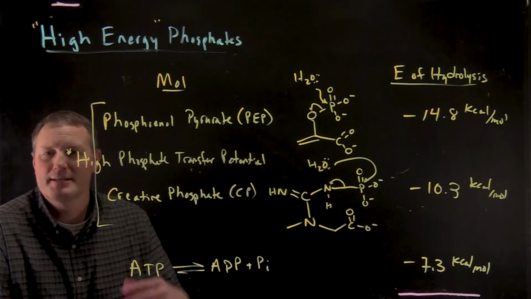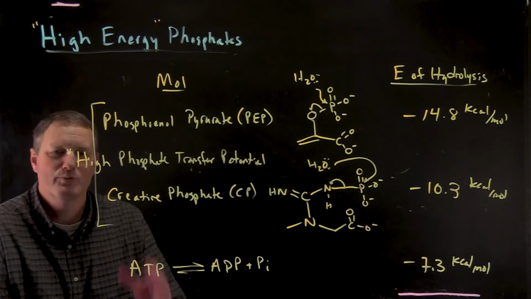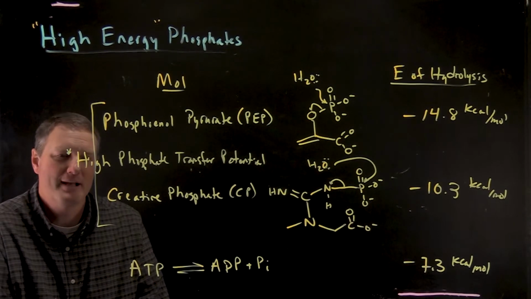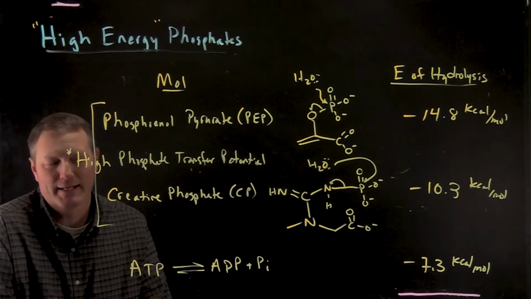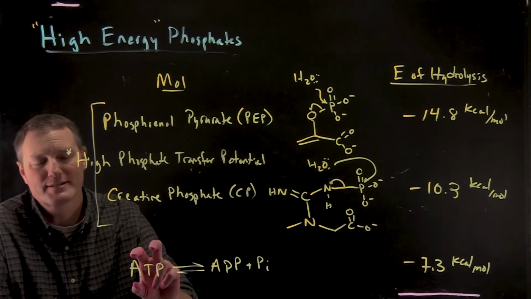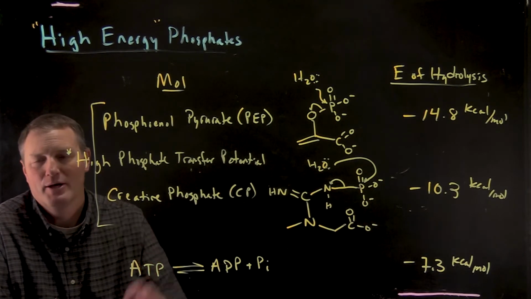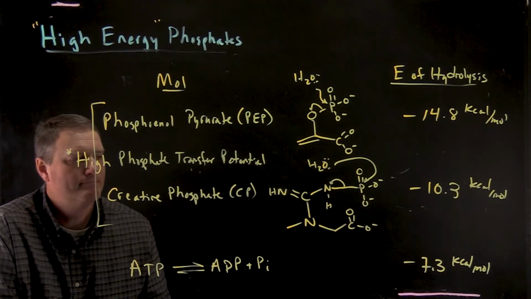All right, so that summarizes high energy phosphates. The bottom line is when you hydrolyze one of these phosphoanhydride bonds, a tremendous amount of energy can be released. And ATP is sort of the central molecule you need to think about when we're talking about phosphate hydrolysis.